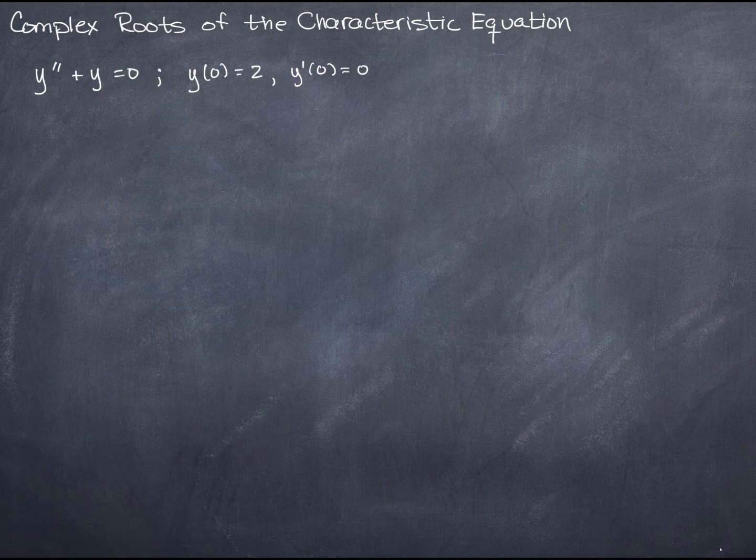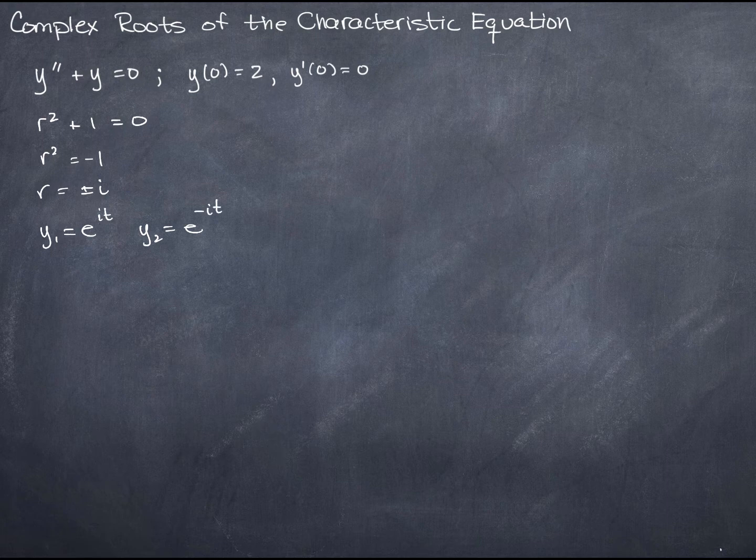Okay, let's take a look at solving this differential equation. One way we could do it, of course, would be to jump to the characteristic equation. That gives me r squared equals -1, so r equals plus or minus i. That means that my two solutions are y1 equals e to the it, and y2 equals e to the -it.